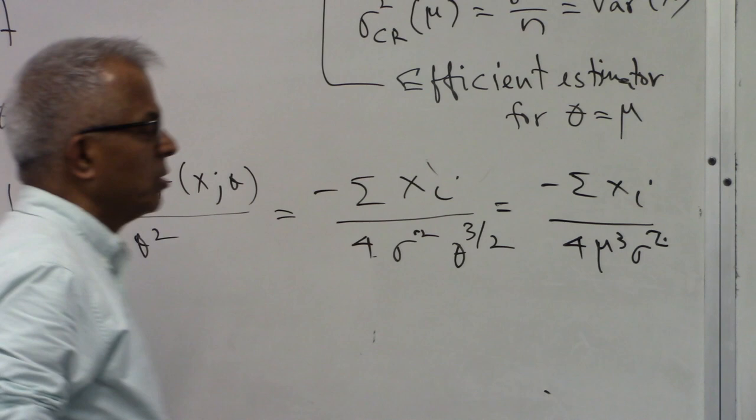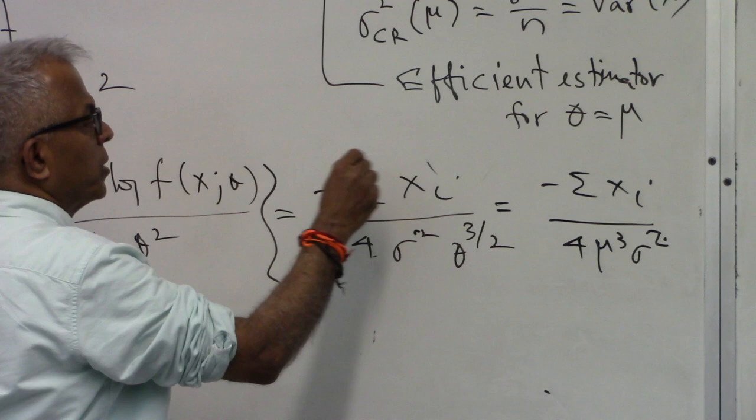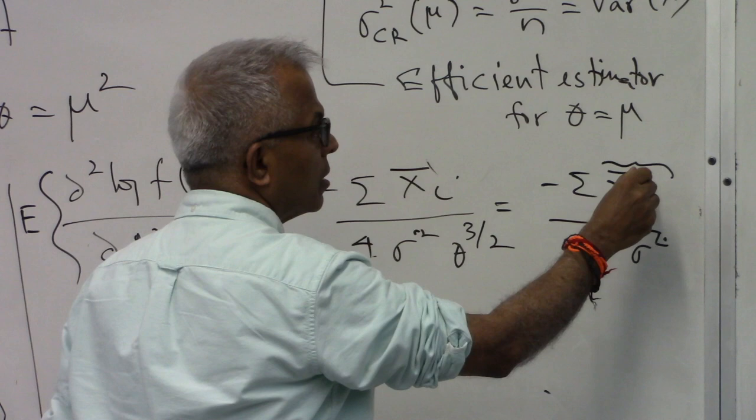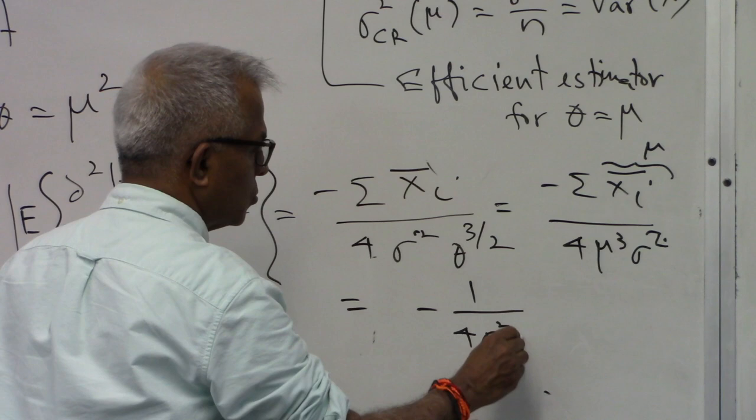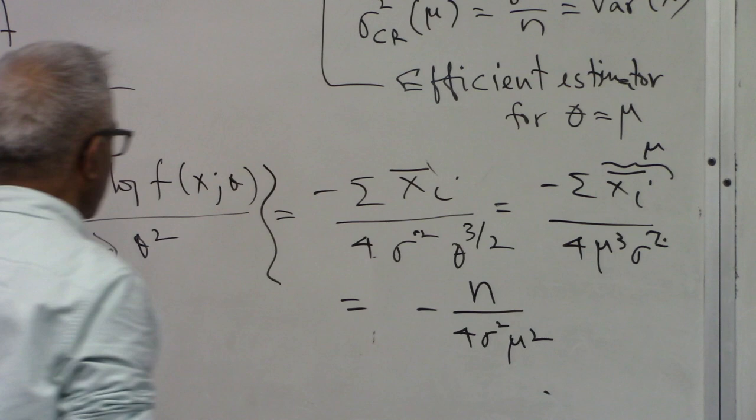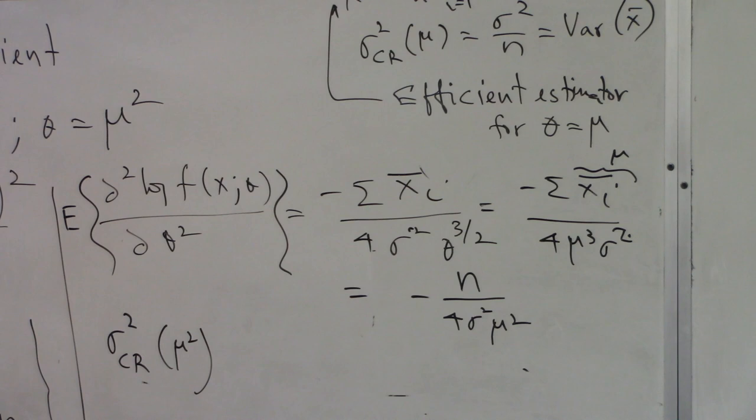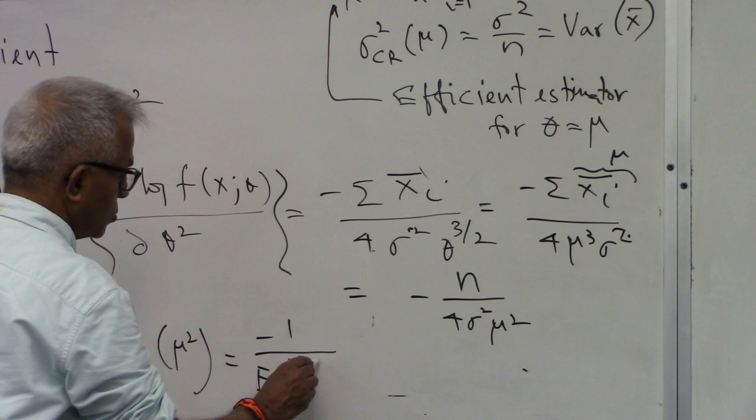So let me take the expected value here. Expected value of xi is what? Anybody? You don't know the expected value of xi? Just mu, right? So mu cancels. So you get this to be minus 1 over 4 sigma squared mu squared. There's also an n here, right? So this gives you the Cramer Rao bound for mu squared is minus 1 over expected value of d squared log f over d theta squared.